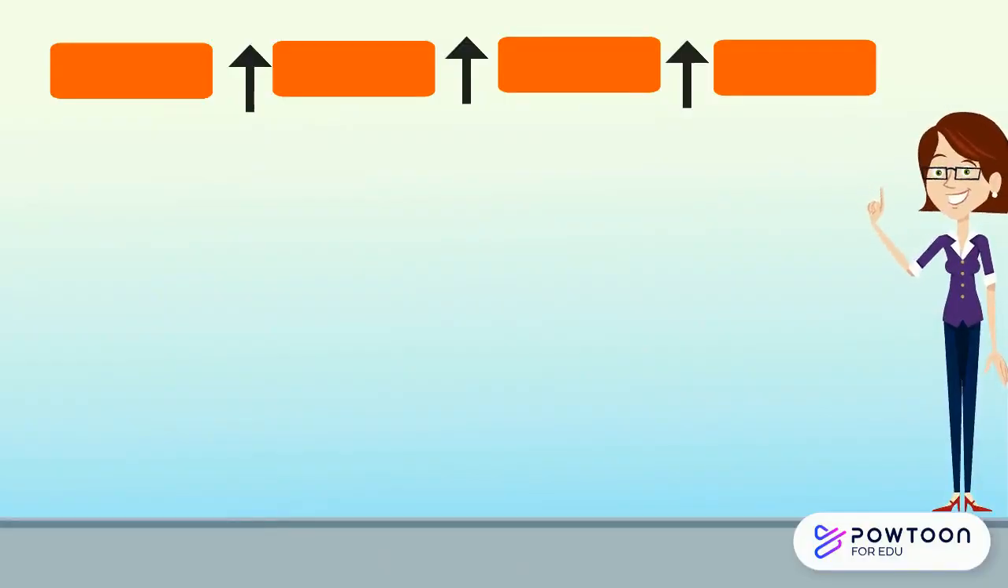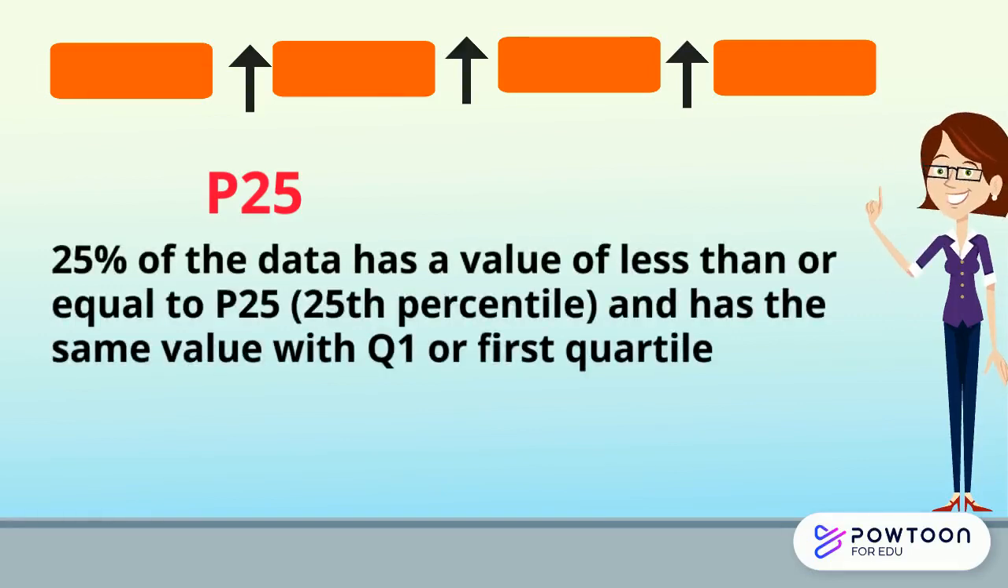Now, let's take a look at an example of distribution that is divided into 4, and that is quartile. In the 25th percentile, 25% of the data has a value of less than or equal to the 25th percentile and has the same value with the first quartile.